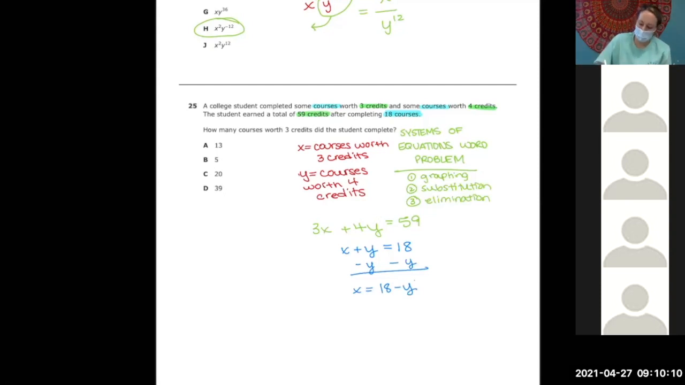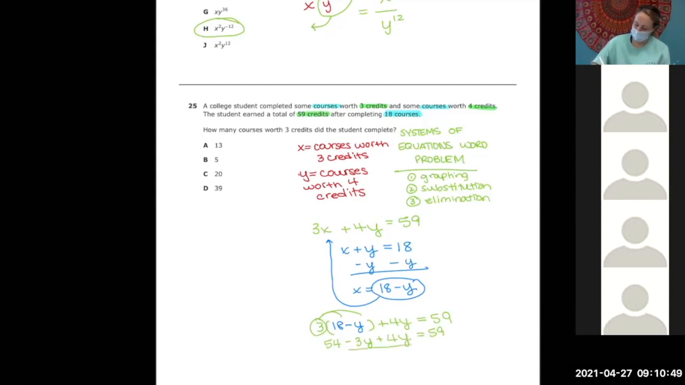I'm going to take what x equals and plug it in for x in the other equation. So we've got 3 times 18 minus y plus 4y equals 59. And now we're solving for y. So I'm going to distribute first. 3 times 18 is 24 plus 30, which is 54, minus 3y plus 4y equals 59.